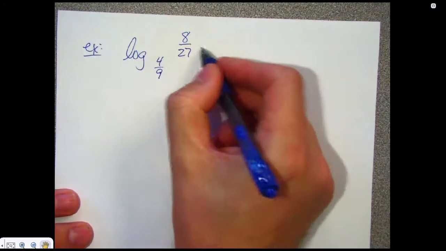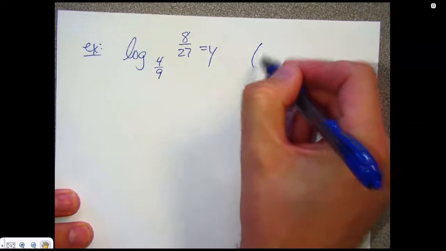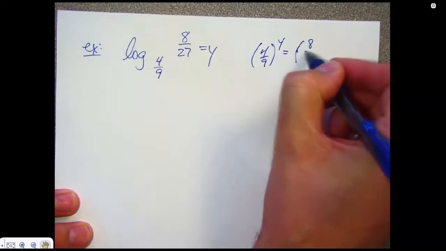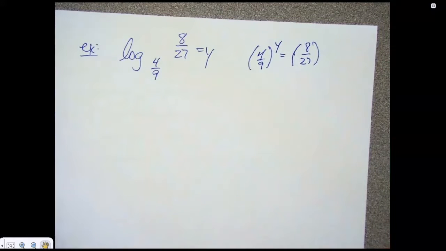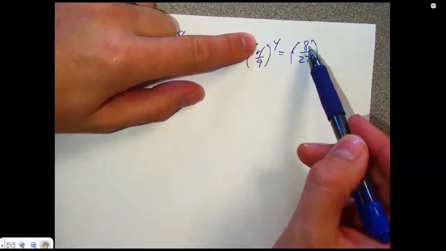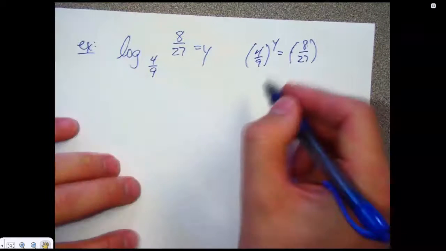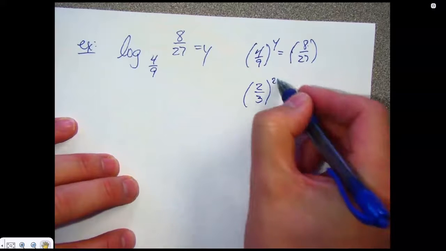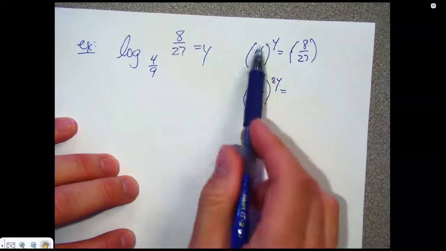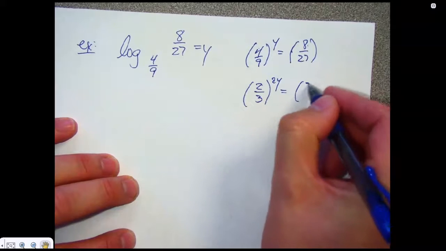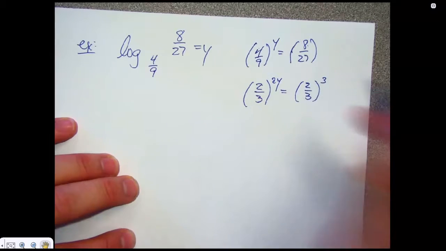So if I throw the equals y on there, I get 4/9 to the y equals 8 over 27. I'm going to break down, like the top can break down into what? 2, and the bottom will break down into 3. So this is going to be 2 thirds to the 2y, because if I do 2 squared, I get 4, and if I do 3 squared, I get 9. And this will be 2 thirds to the third.